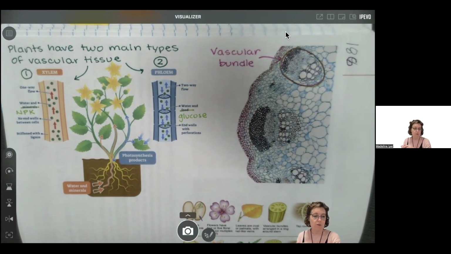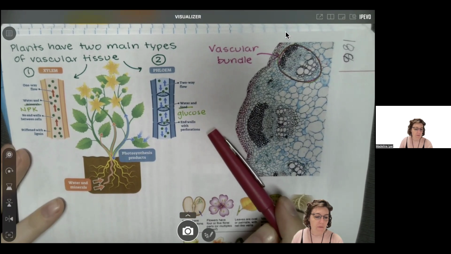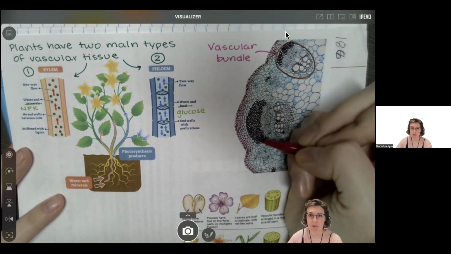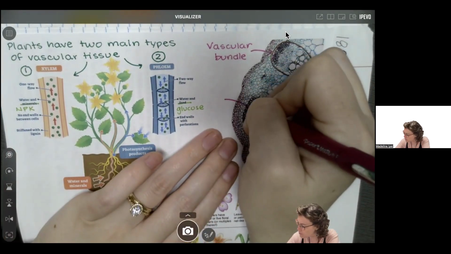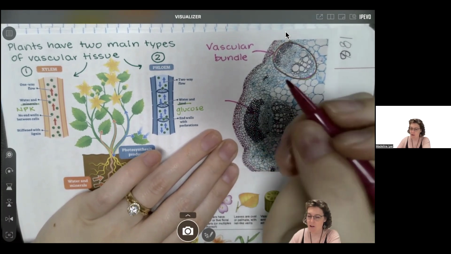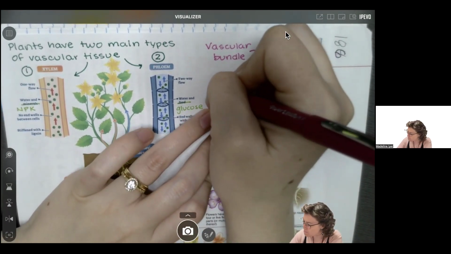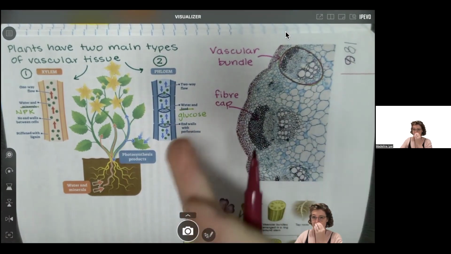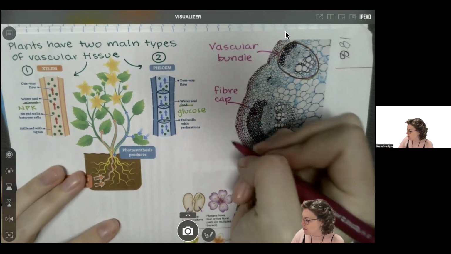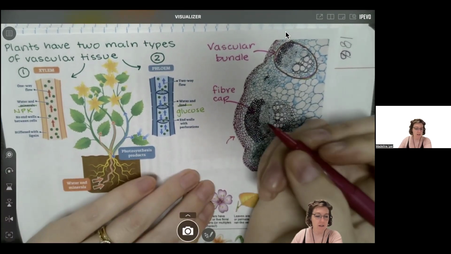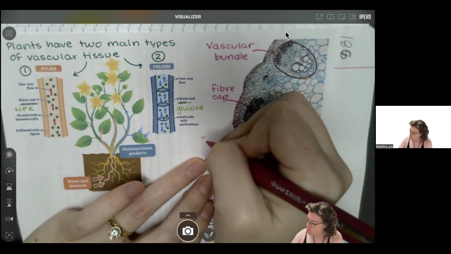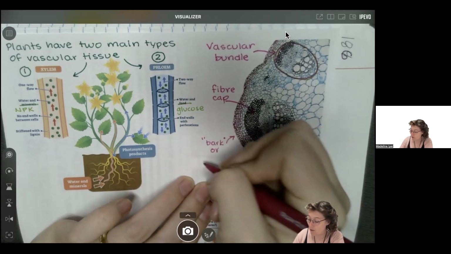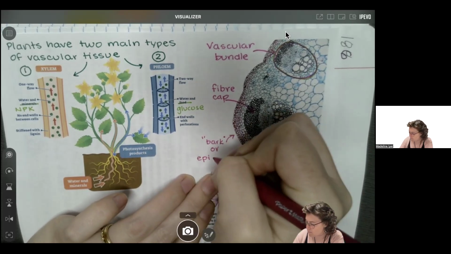And if we look really closely at this vascular bundle, we've got this sort of fibrous cap. This will eventually become the bark. Okay, so let's label that one. This big fibrous area. And that gets pushed outward as the vein grows and eventually makes this on the outside, which we call the bark. Which is just another word for epidermis, which is just another word for skin.